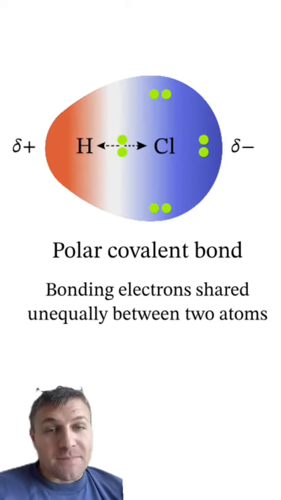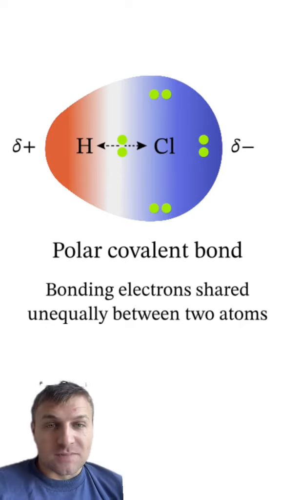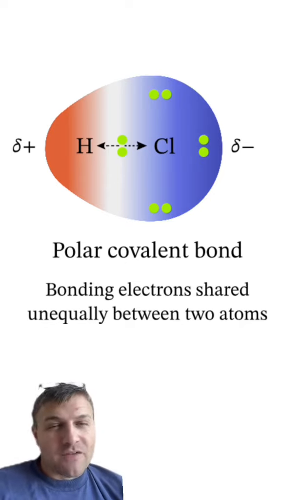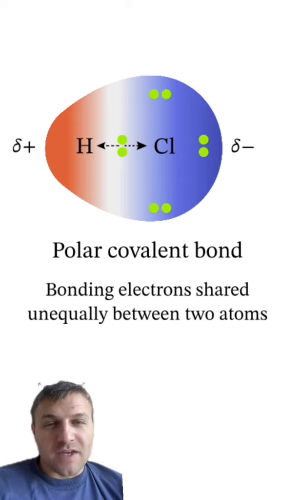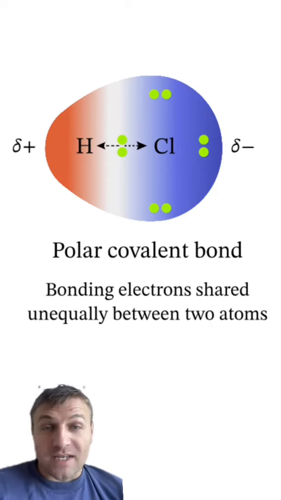This is an example of a polar covalent bond. You can see the two electrons being shared between hydrogen and chlorine. However, they're going to be shared unequally. They're going to be found more around the chlorine than they are the hydrogen. So that means there's going to be a negative and positive charge, which means this is a polar covalent bond.